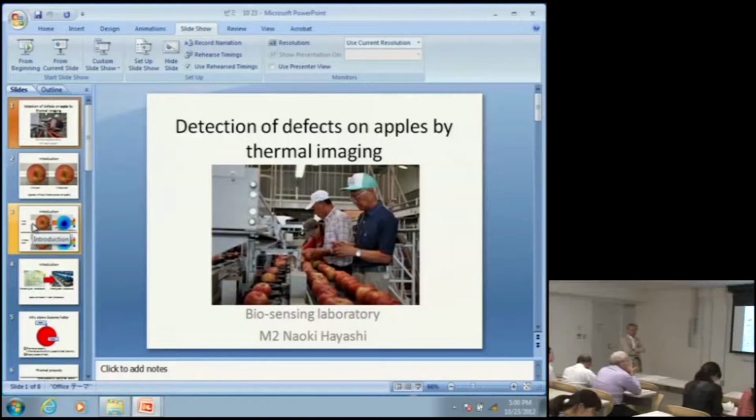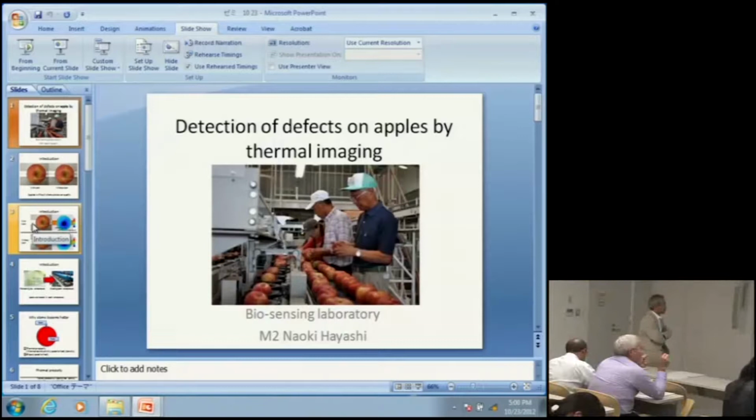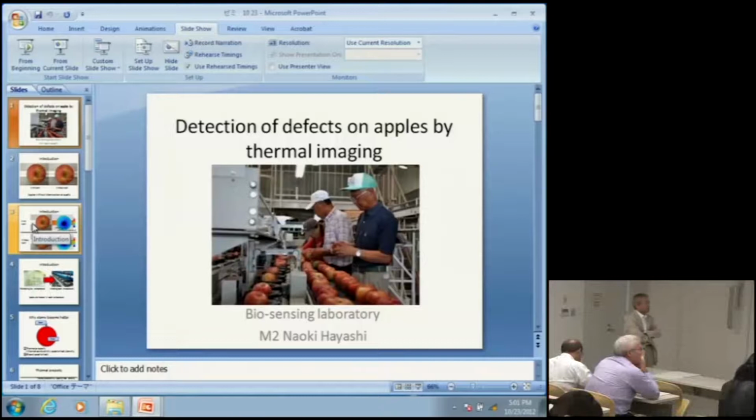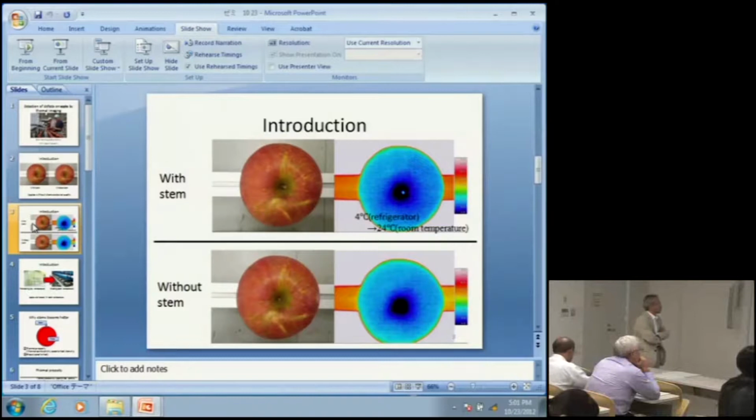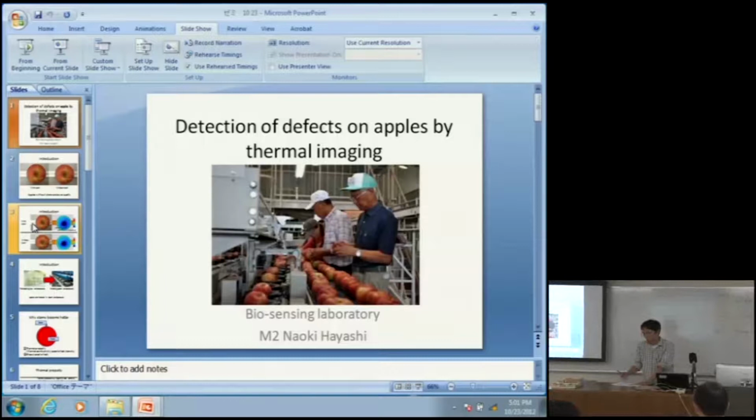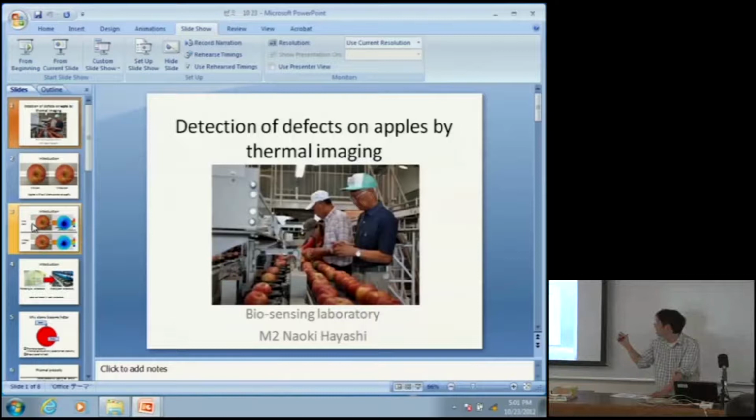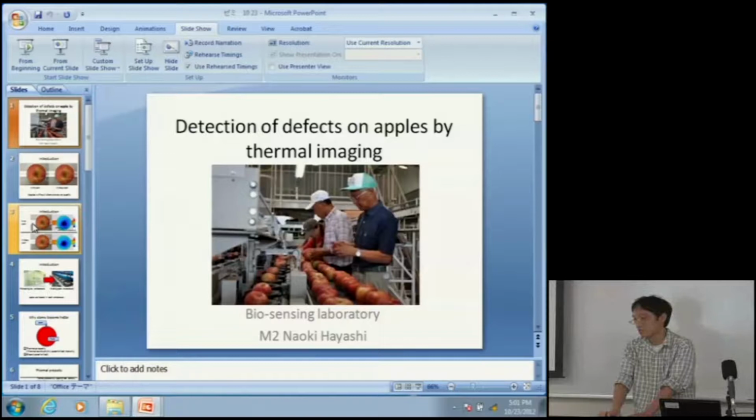When the apple is brought out of the cool store, have you measured how long it takes for the stem to get up to room temperature? You ask about the time. It's up to the prefecture. This is different by breeding center or prefecture.